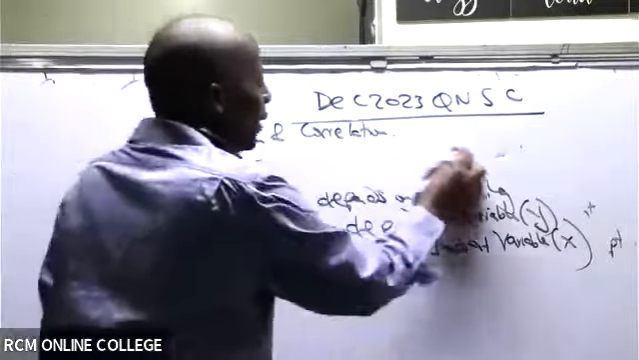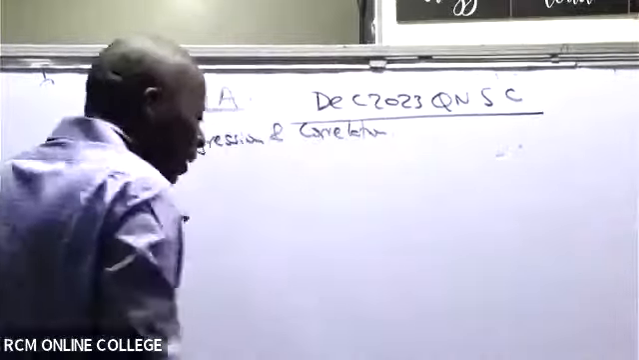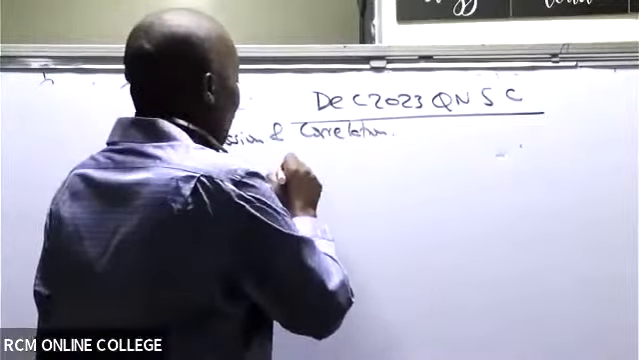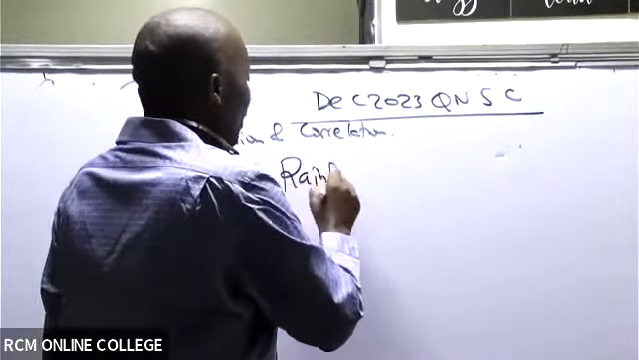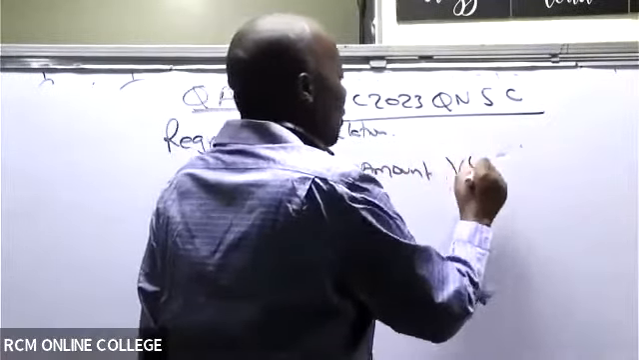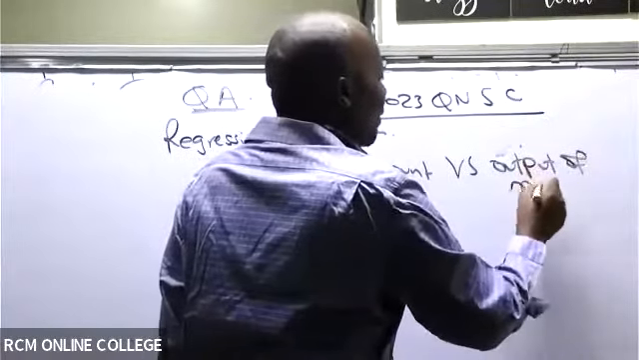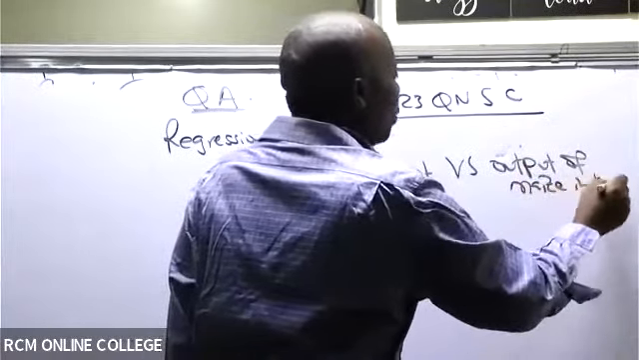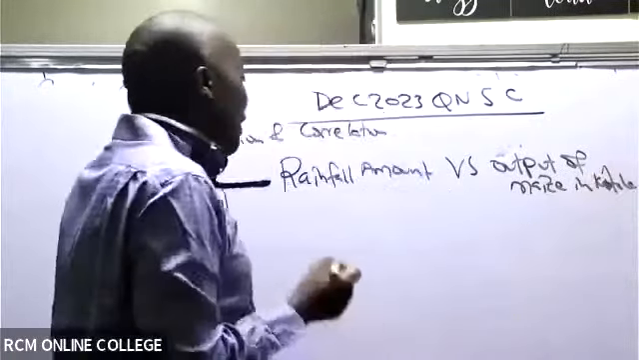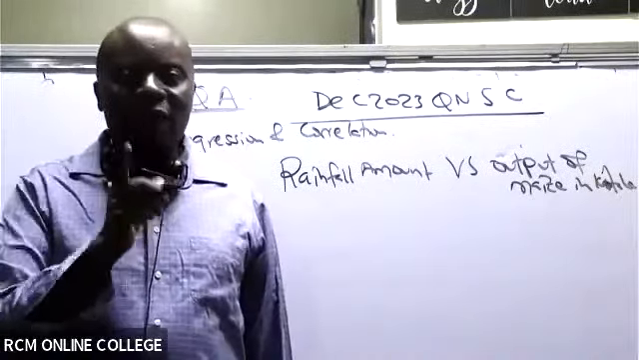How about this one? This one, I'm 100% sure you will be able to get this right. If, for example, you are given rainfall amount versus output of maize in Kitale. In this case, I think rainfall amount should be Y.